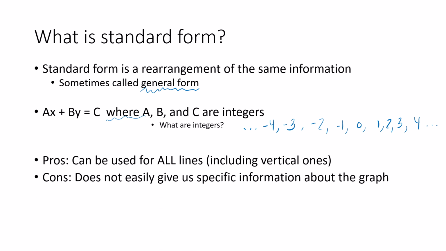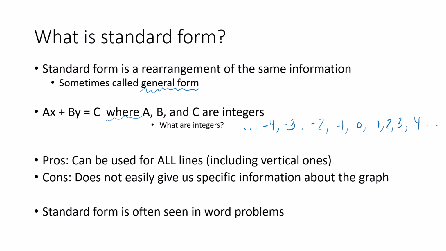One of the cons is that it does not easily give us specific information about the graph. So when you're first looking at it, you don't see anything about the graph. You can't just say, oh, this is what the y-intercept is, or this is what the slope is. Now you can get there from where you are, like from standard form, but it's not self-evident. And so graphing from standard form does require a little bit of work.